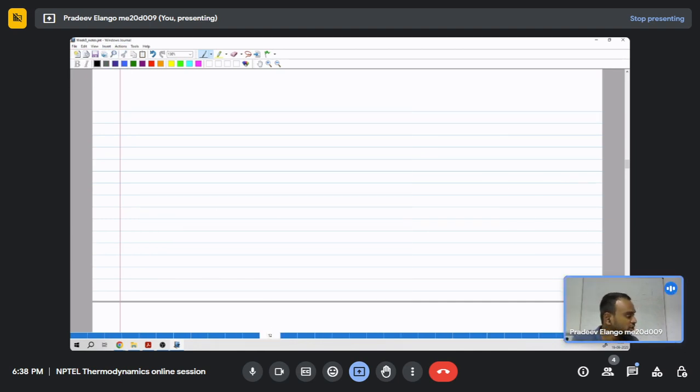So initially we can find from the steam table at 20 bar: hf, hg, uf, ug, vf, vg.